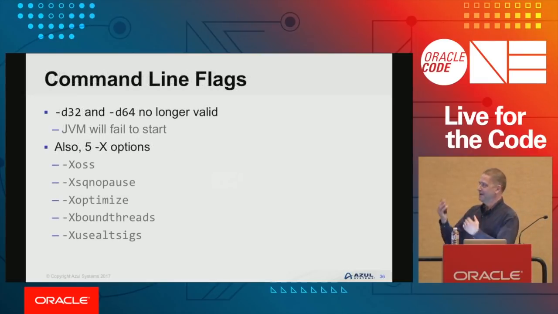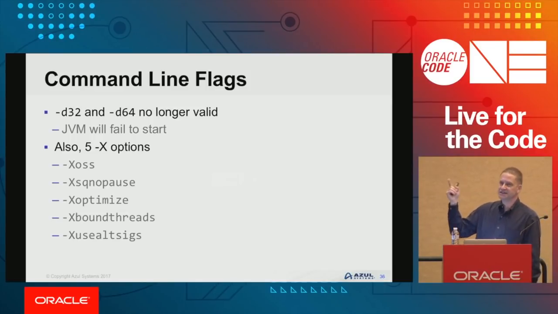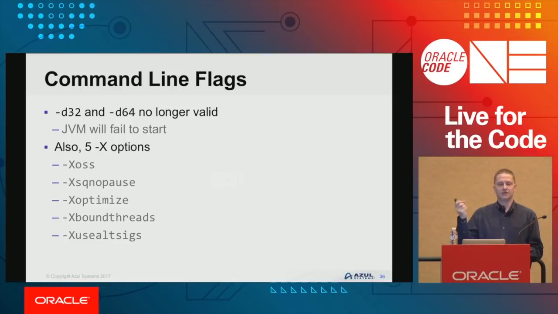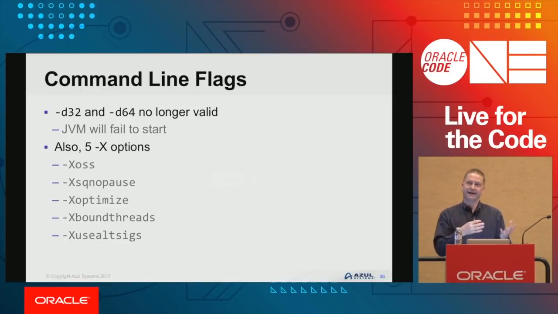Command line flags, again, lots of command line flags. So the -d32 and -d64 no longer work. And that's really because the whole idea of 32-bit JVM support went away. So now there isn't the -d32 or -d64, and again, that will cause your JVM to not start.